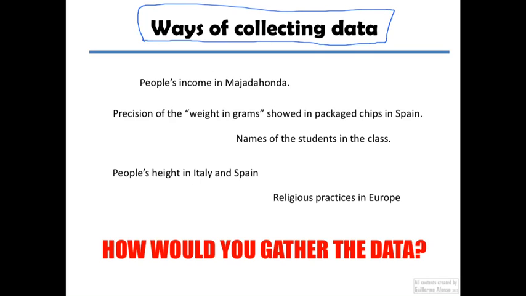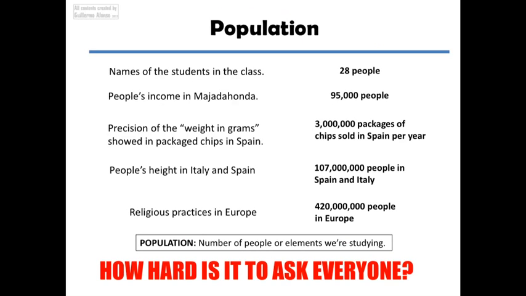You could, of course, just ask absolutely everybody, but think about it. You have different populations for these problems. If it's the names of the students of the class we have, how many people are in the class? Suppose there's only 28 people. It's easier to deal with this population than it is to deal with the population of Majadahonda, or the population in Europe. So the population, which is the number of people or elements we're studying, is a very important factor. And depending on how high the population is, it's going to be different how hard it is to ask everyone.